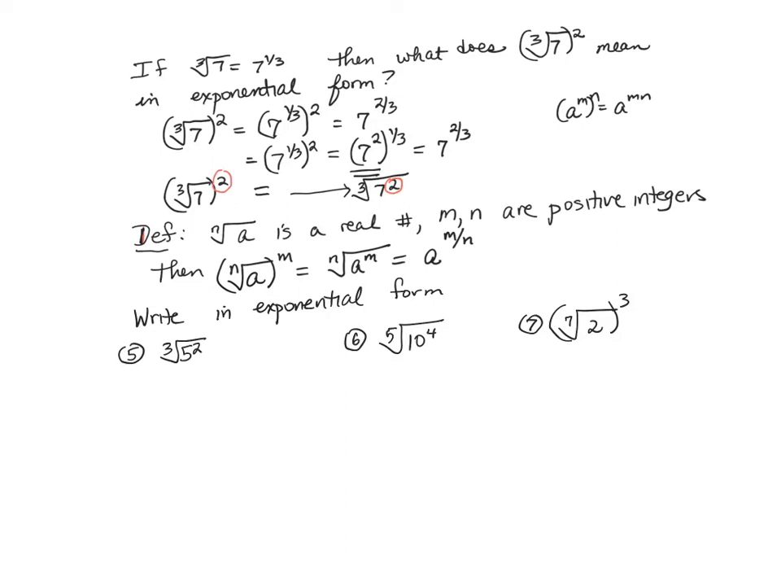All right, let's look at the answers. Now, the denominator of the exponent should be the index, and the numerator is the exponent here. So that's 5 to the 2/3. This one would be 10 to the 4/5, and this one would be 2 to the 3/7. And those are our answers, just to make sure we understand where these numbers go. Okay, let's move on.